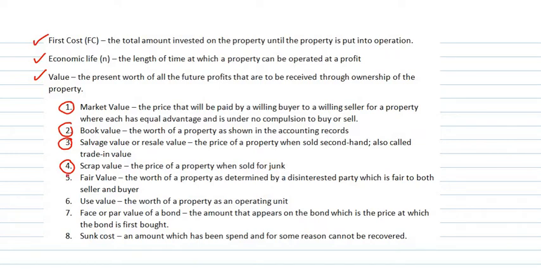And also we have fair value, the worth of a property as determined by a disinterested party, which is fair to both seller and buyer. And we have the use value. This is the worth of a property as an operating unit. And the face or par value of a bond, the amount that appears on the bond, which is the price at which the bond is first bought.